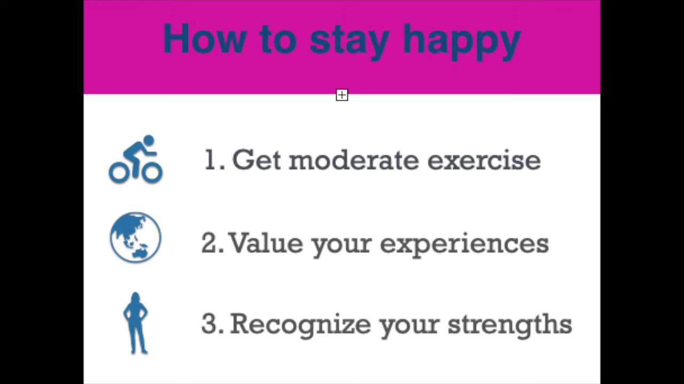Now let's analyse the elements that go up to make this slide, and we'll focus on the three things we've covered in the lesson so far. First of all, there are three simple visual images: a cyclist to represent exercise, the earth to represent experience, and then a woman who's standing very strongly to represent strength. The colours of the slide, there are only three: blue, purple and grey on a white background, and the writing can easily be seen on this background.